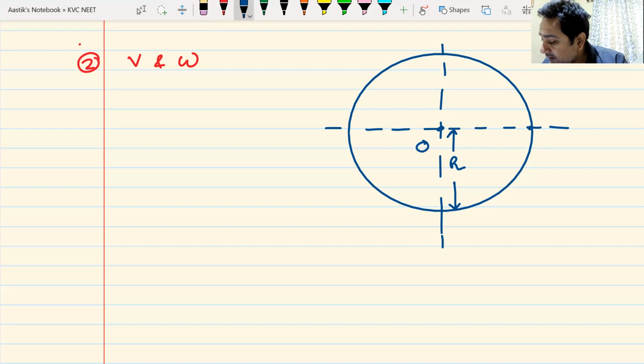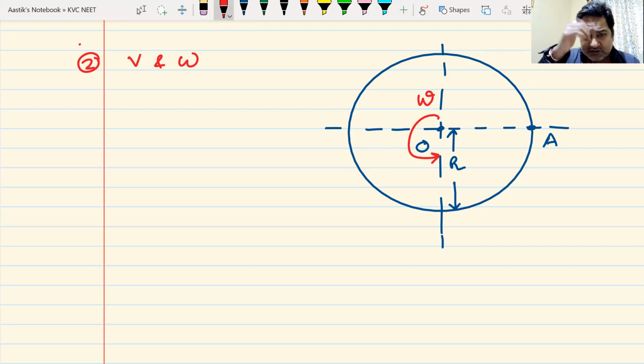Now let us say that this particle is here at point A. Let us assume that it is moving in a circular path, and this is how it is rotating. It is rotating with an angular velocity omega. When I write angular velocity like this, it is rotating like this, so the axis is coming outward. This outward axis is actually your plus z axis, and therefore this omega is positive. It is along positive z axis.